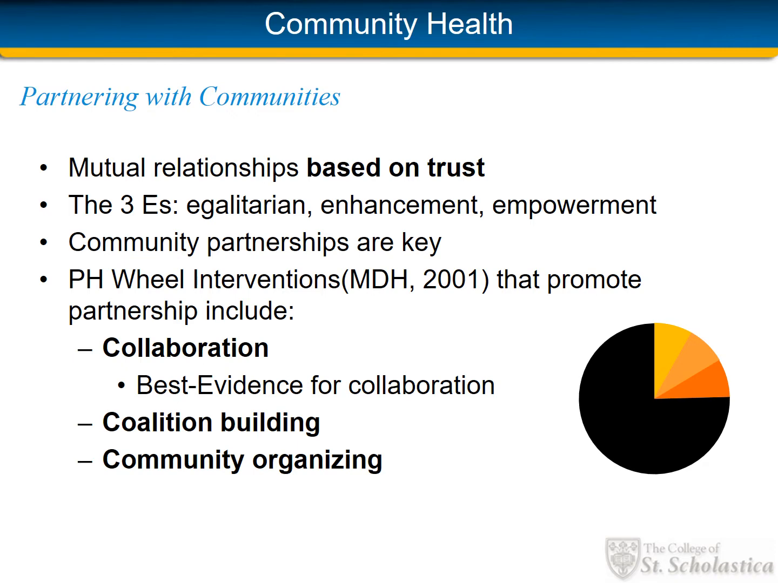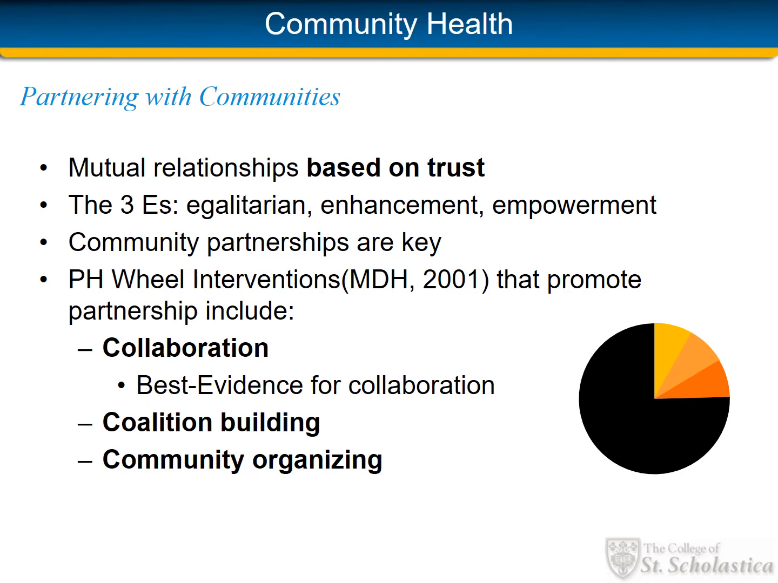If we think about the public health wheel of interventions, there are really 3 wedges within the circle that promote community partnerships. Those are collaboration, coalition building, and community organizing. I believe these wedges are actually colored orange within the public health wheel of intervention.